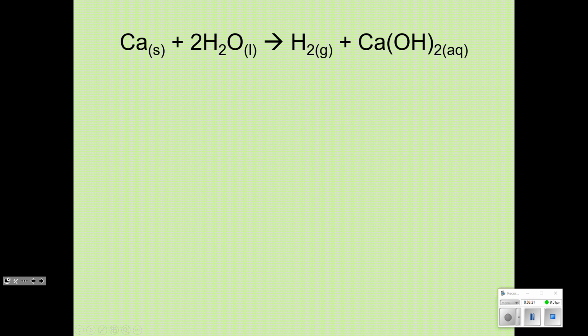So here's the equation we're going to work off of. This is a little bit different, but it is a single displacement reaction. It's not an ionic solution like you'd typically think of with a single displacement. However, it's an element reacting with a compound, more than one element within it, creating a new element and compound. If you put calcium in water, you can create hydrogen gas. I actually used to do this reaction with eudiometers.